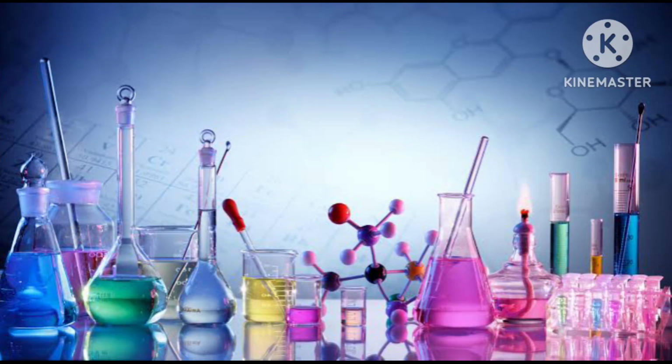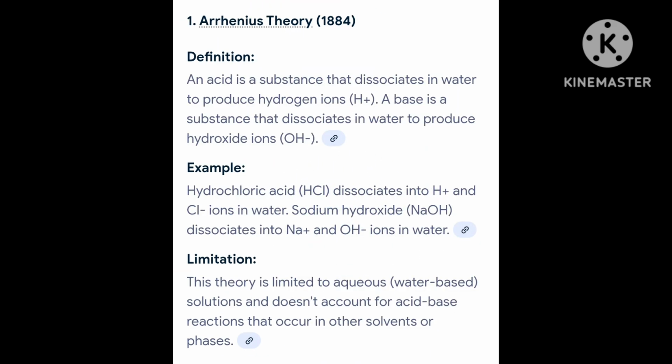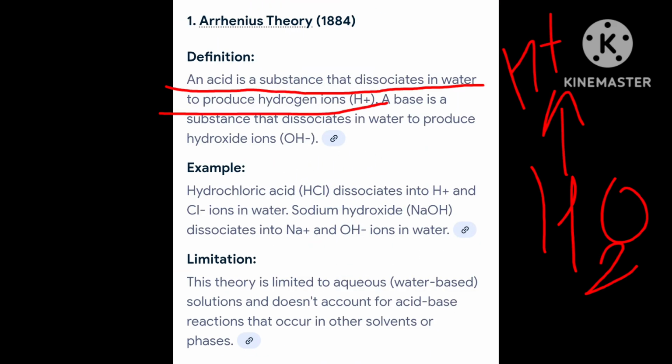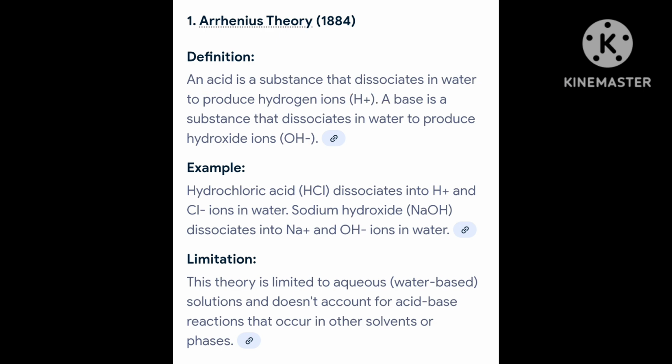Today we see a 10-minute quick review of acids and bases. The first theory is Arrhenius theory, from 1884. First definition: an acid is a substance that dissociates in water to produce hydrogen ions. Water contains H2O, H+ and OH-, and the substance which gives H+ ions is known as an acid. A base is a substance that dissociates in water to produce hydroxide ions. The one which gives OH- is known as a base, and H+ as an acid.